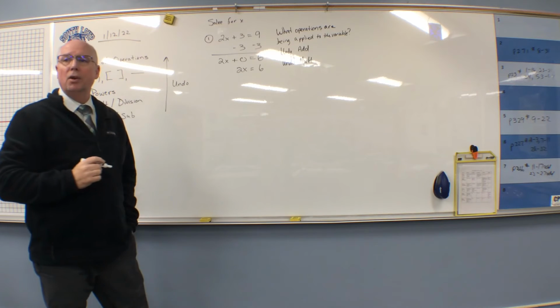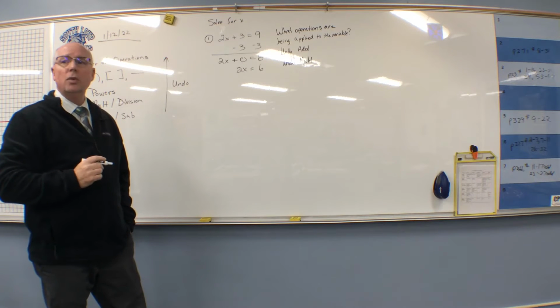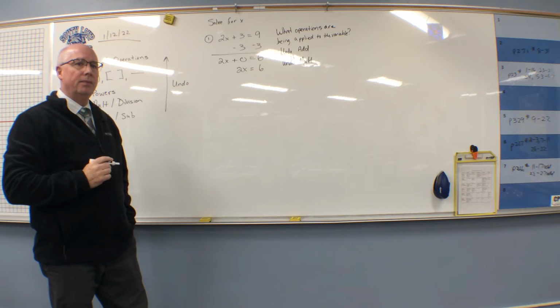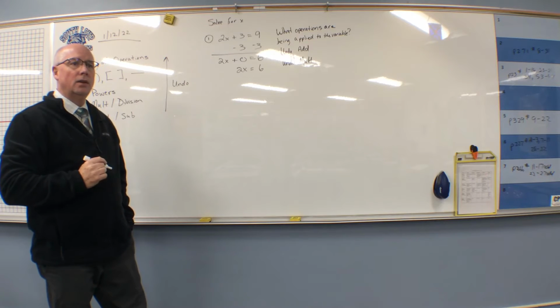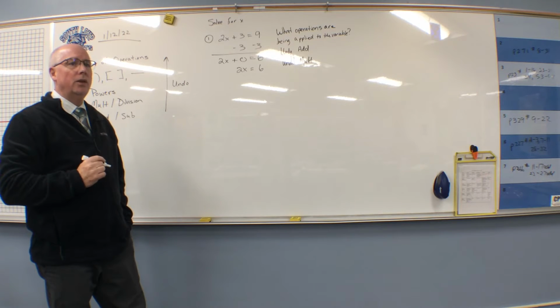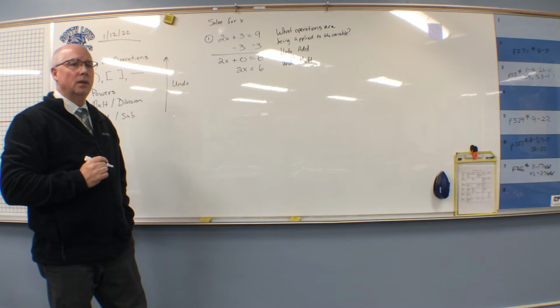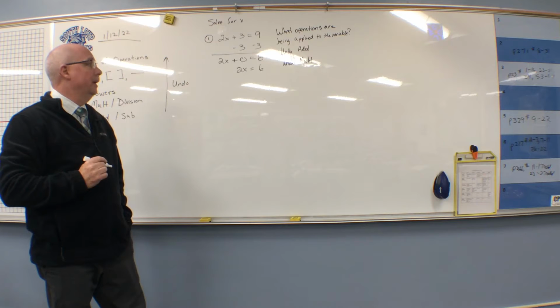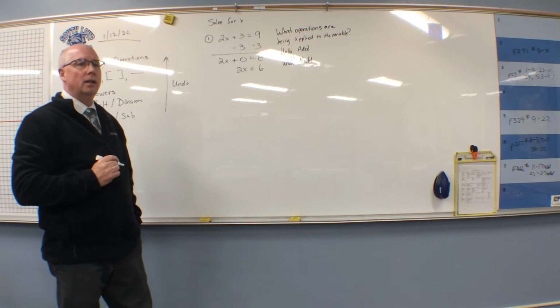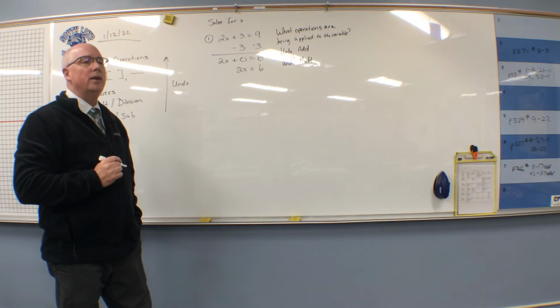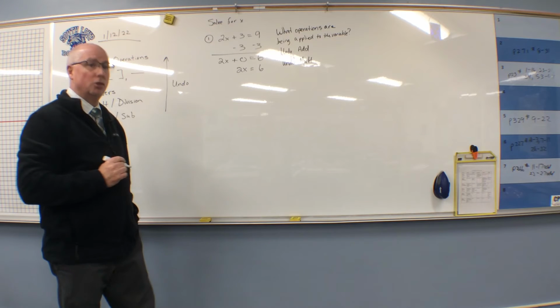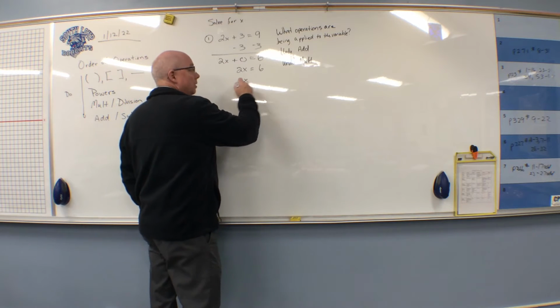And what do we divide both sides by? What do we divide both sides by, Charlie? Try again, Charlie. What do we divide both sides by? What number is being multiplied by x, Charlie? 2. What do we divide both sides by, Charlie? 2.